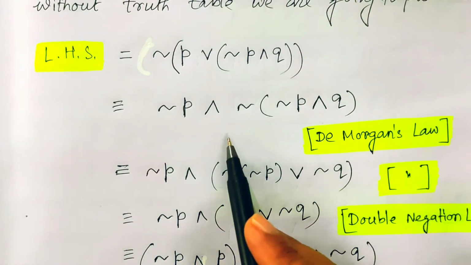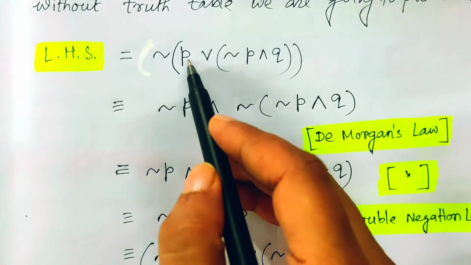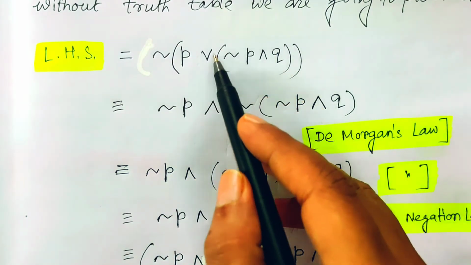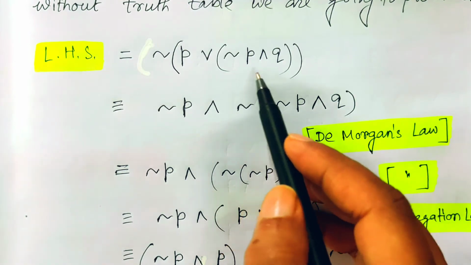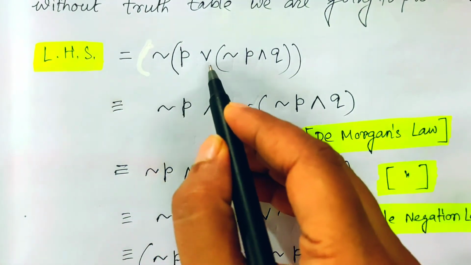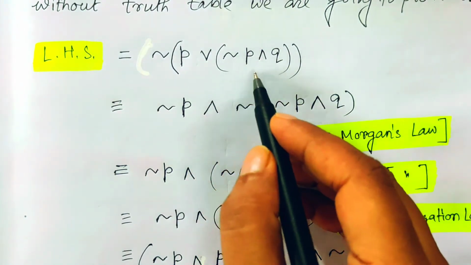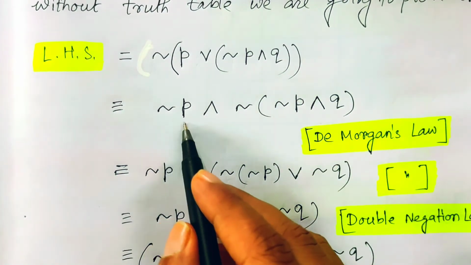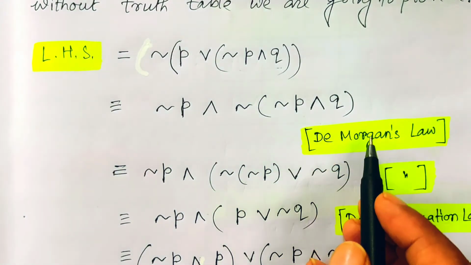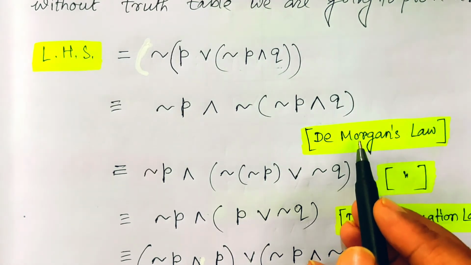What to do here? We first apply De Morgan's law, because it is the negation of one proposition OR another, and if we consider this part as another composition, then we find it is not P and not of this entire identity. So this is the application of De Morgan's law. We should apply De Morgan's law first.